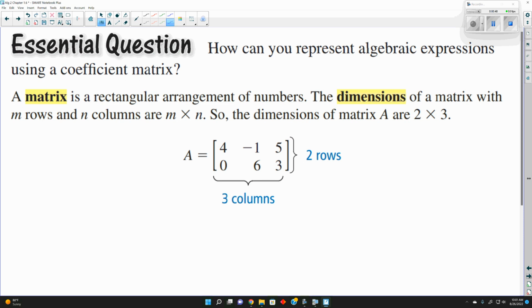A matrix is a rectangular arrangement of numbers. The dimensions of a matrix with m rows and n columns are m by n. Rows, columns. Up and down is our rows, so rows by columns. It's how we list this. M by n. So this here is a 2 by 3. 2 rows, 3 columns. Down and over is how we define the dimensions of a matrix.